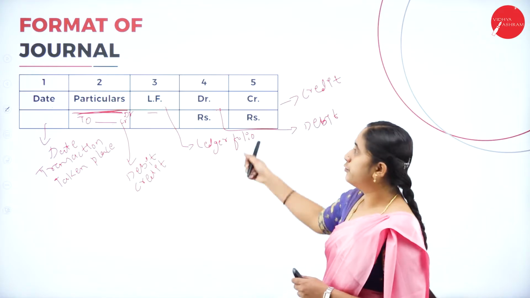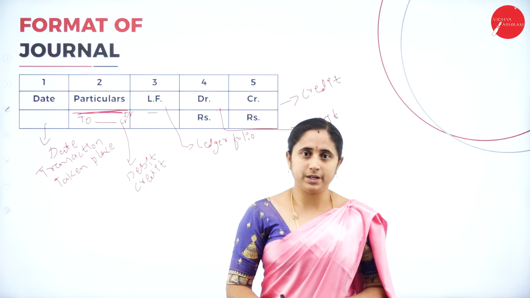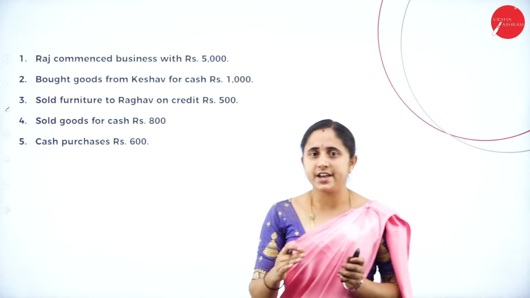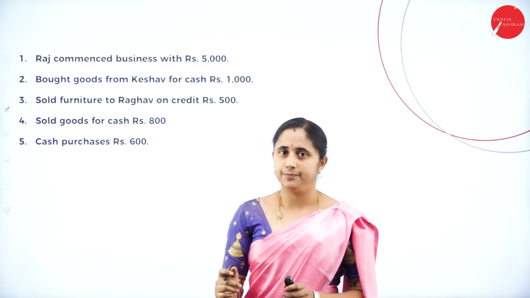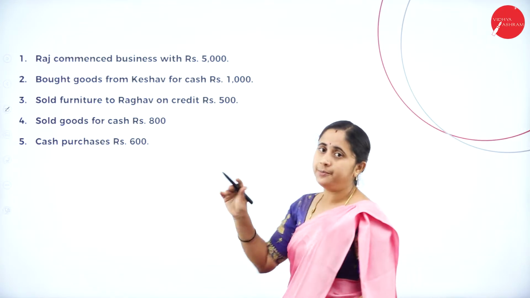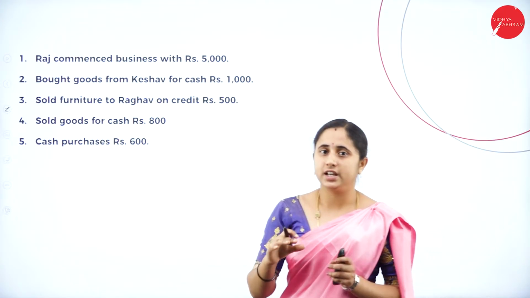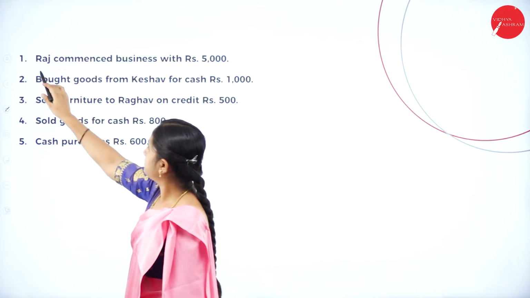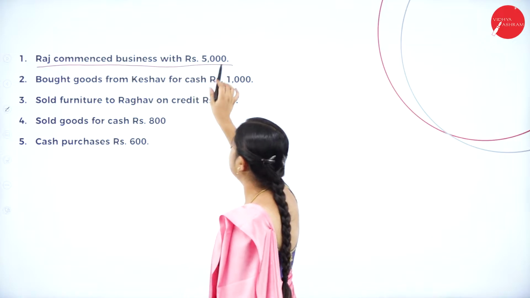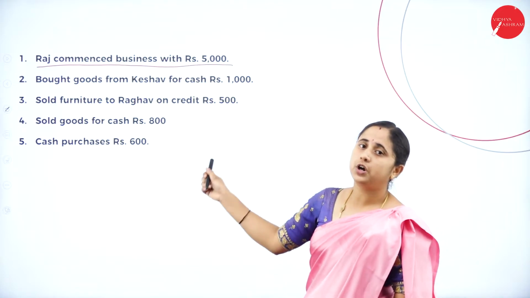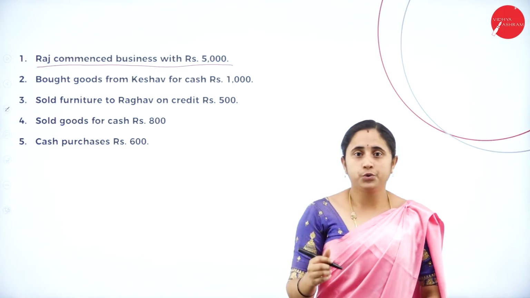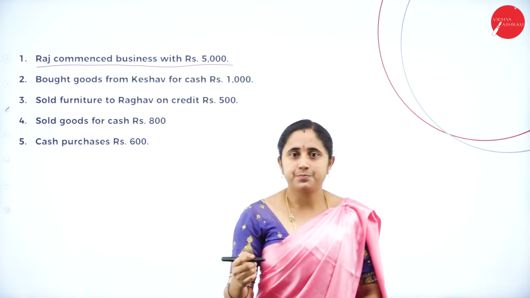Before we start doing journal entry problems, we should learn how to pass a transaction into the journal, how you should write the entries in a journal. We learn this in this session. For example, Raj commenced business with cash. Before moving on to the problem, we should know the golden rules of account and types of account.